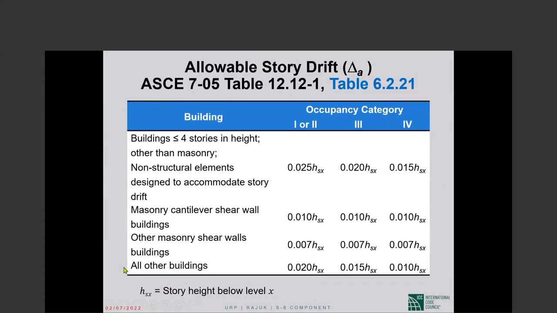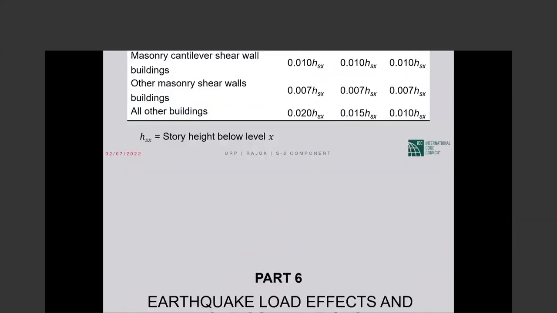Most of the time you'll be in this line, all other buildings. And your drift limits will be: the interstory drift shall not exceed 2% of story height for risk category 1 or 2 buildings, standard occupancy or miscellaneous occupancy buildings; shall not exceed 1.5% of story height for schools, let us say assembly buildings; and shall not exceed 1% of story height for hospitals, police stations, fire stations, all essential facilities.